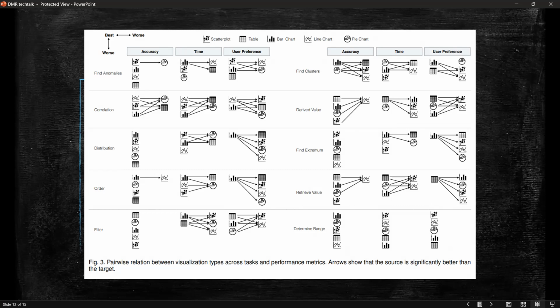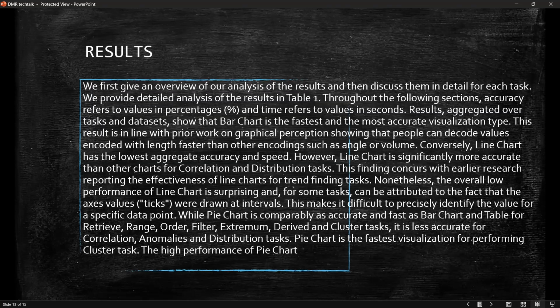These are divided into accuracy, time, and user preference. This is shown for the pie chart, scatter plot, bar chart, line graph, and table chart. In what ways can we use the accuracy and time and user preference? We first give an overview of our analysis of the results and then discuss them in detail for each task. We provide detailed analysis of the results in Table 1. Throughout the following sections, accuracy refers to values in percentages, and time refers to values in seconds.